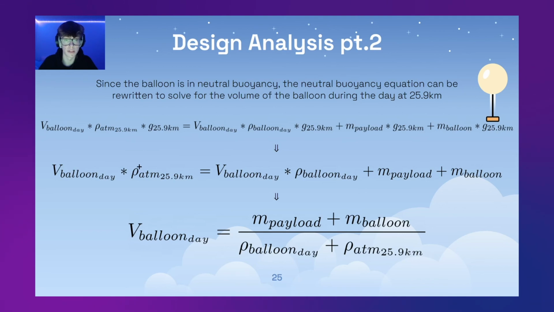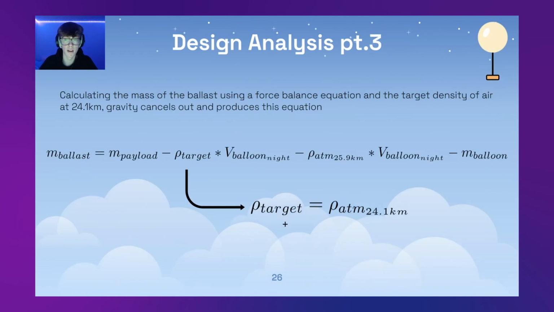Since the balloon is in neutral buoyancy, we can use a neutral buoyancy equation, which is right here, rewritten to solve for the volume of the balloon during the day. We know all these values now because we just solved for the density of the balloon during the day. So we can calculate the volume of the balloon during the day. So on to part 3.